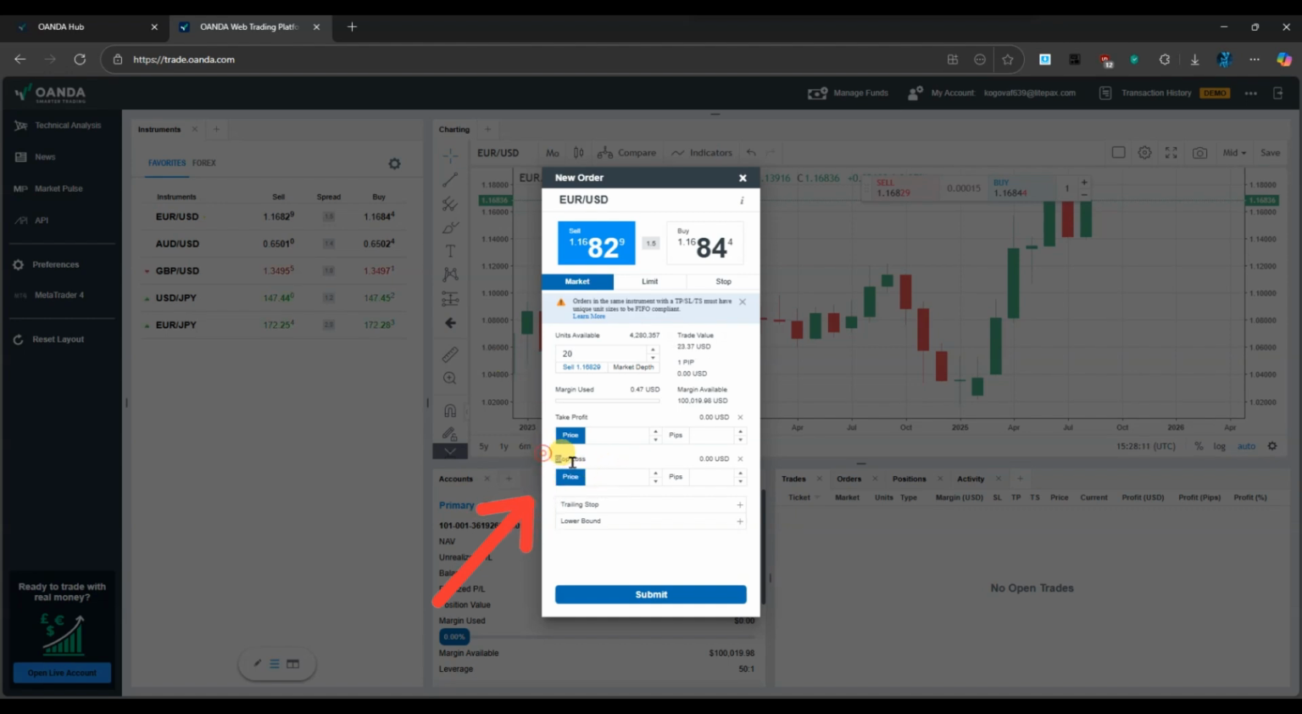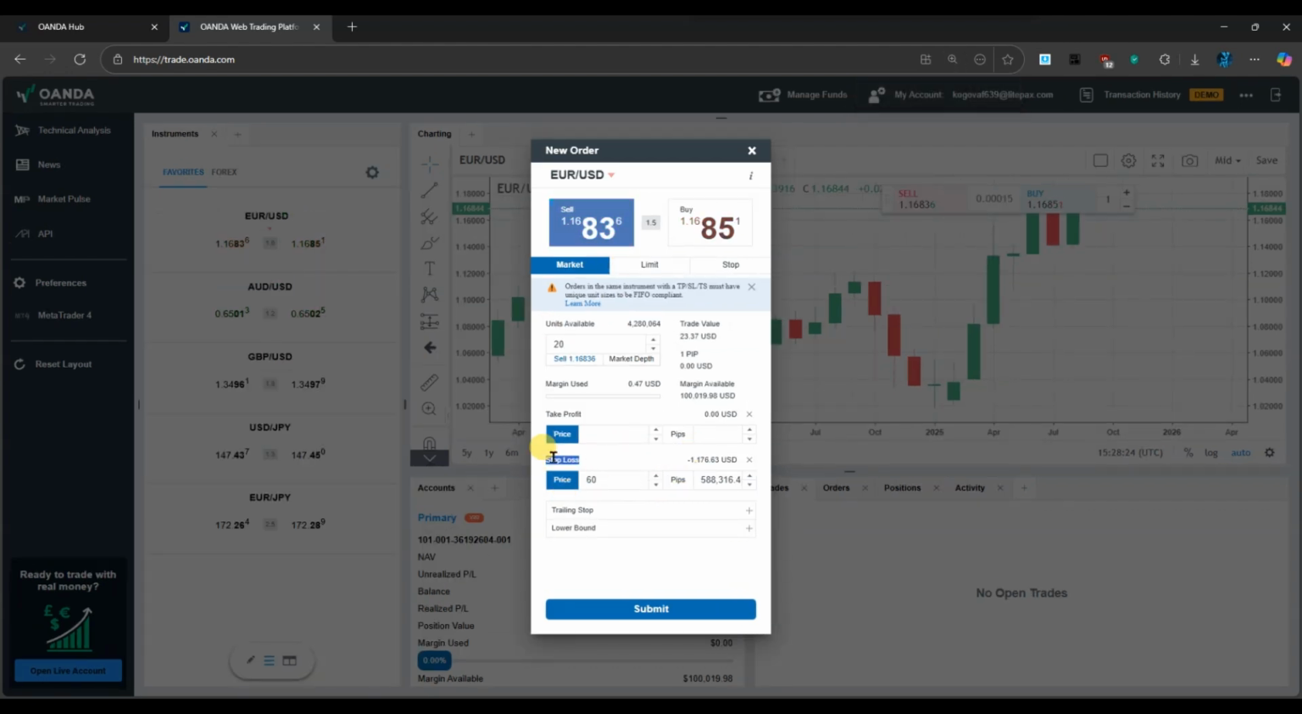You can set it by typing in the exact price level or by adjusting the number of pips away from your entry point. Once you have set the stop loss, confirm your order and your trade will be protected with an automatic exit if the market moves against you.